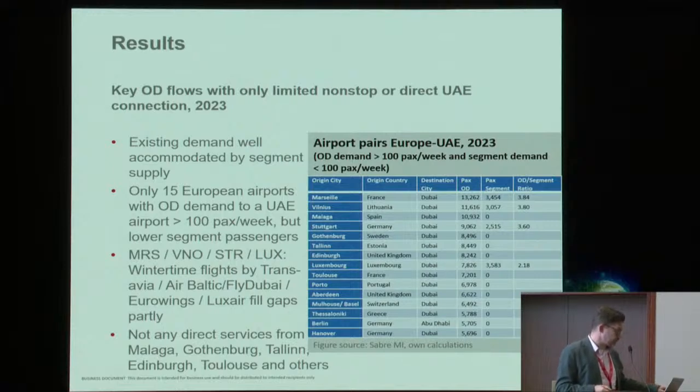And here we found that there are not so many, maybe about 10, 11 airports with no direct flight supply at all. This list is led by Malaga in Spain. We have also Gothenburg in Sweden, Tallinn, Edinburgh, Toulouse, Porto, and so on. Also Berlin to Abu Dhabi in this case. So these are the cities with significant OD demand to either Dubai or Abu Dhabi, but without any direct flight supply. And Marseille, Vilnius, and Stuttgart have much more OD demand than direct flight supply. So there may probably also be potential for additional direct flights if traffic rights permit.